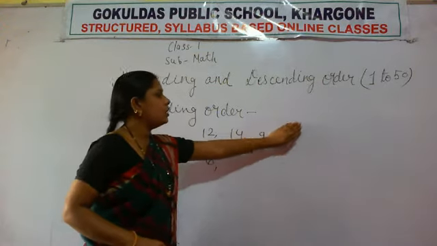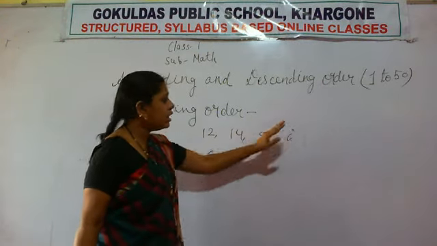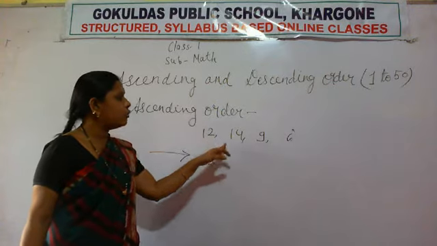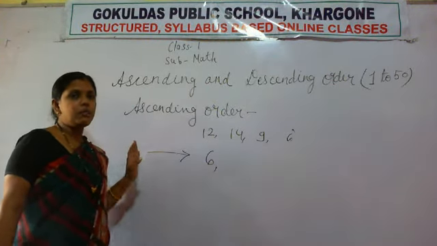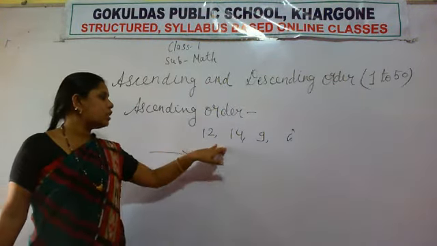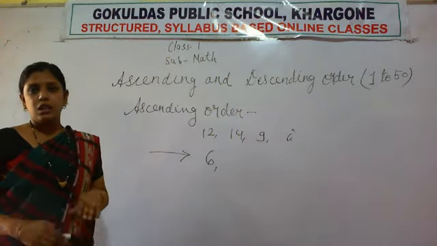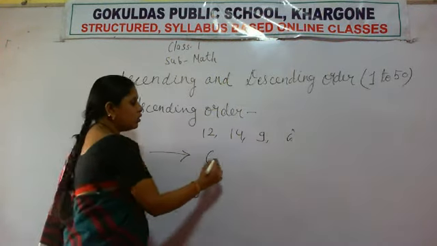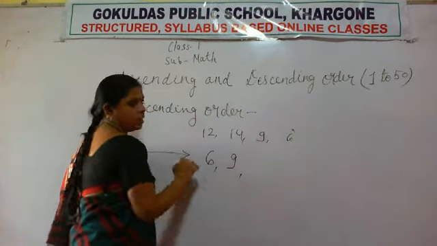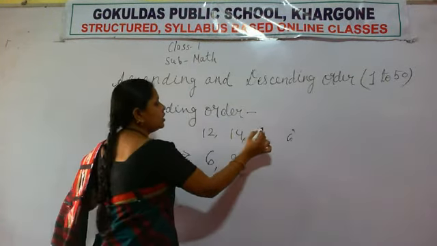ये तो हट गया. Now how many numbers are remaining? 3 numbers are remaining: 12, 14 and 9. Now find out the smallest number among these 3 numbers. The smallest number is 9. So the 9 will come. So put a small cross here.